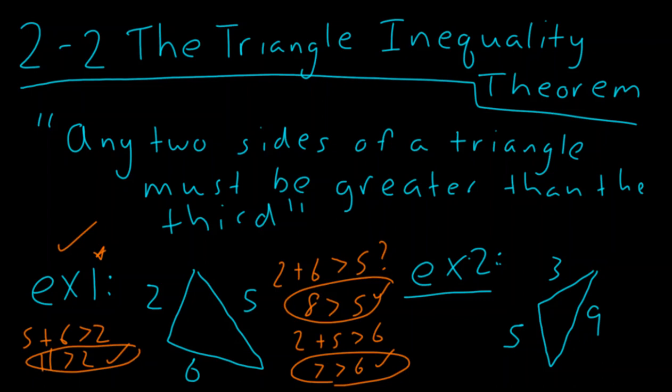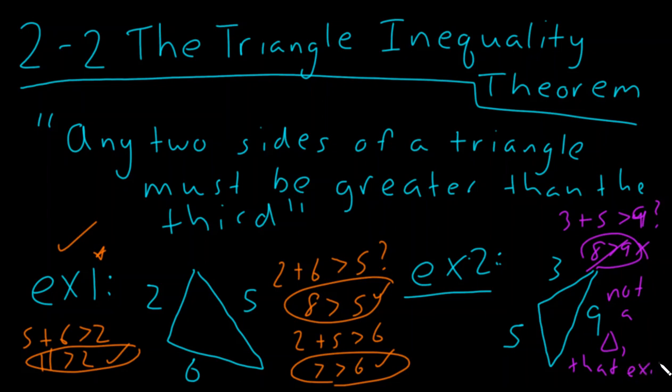Now what about example 2? Let me use a different color for example 2. What about 3 plus 5, is that greater than 9? And the answer is in fact no, because 3 plus 5 is 8. Is 8 greater than 9? No. So this is in fact not a triangle that exists. It's not a triangle that exists.